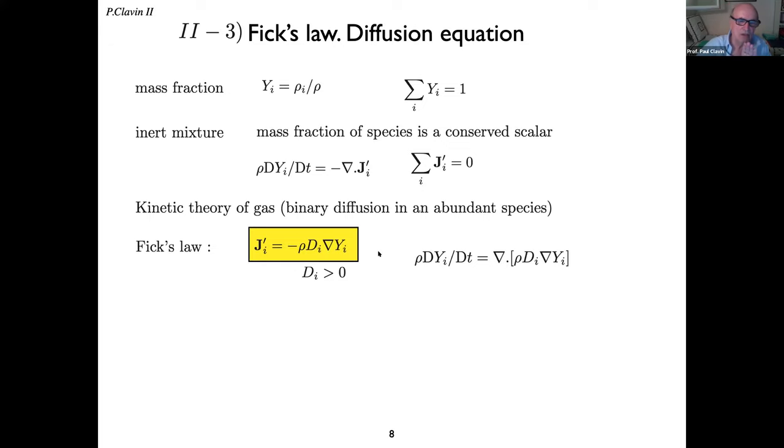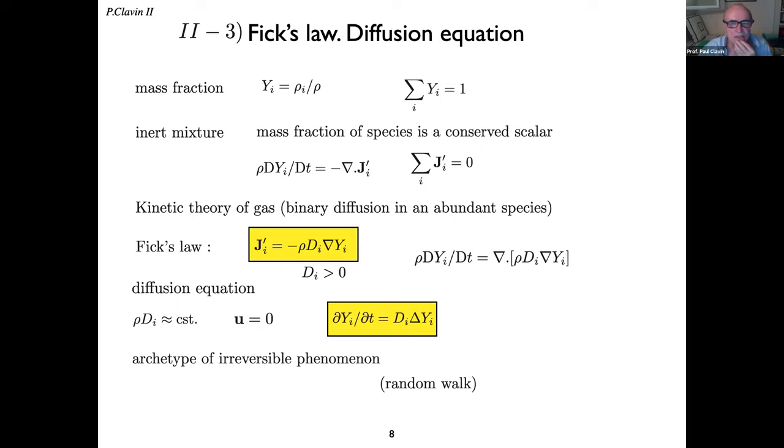When there is no abundant species, these laws are much more complicated, but they are not very useful to understand the basic phenomena. We will use only Fick's law in the following, assuming that there is an abundant species, for example, like nitrogen in air.